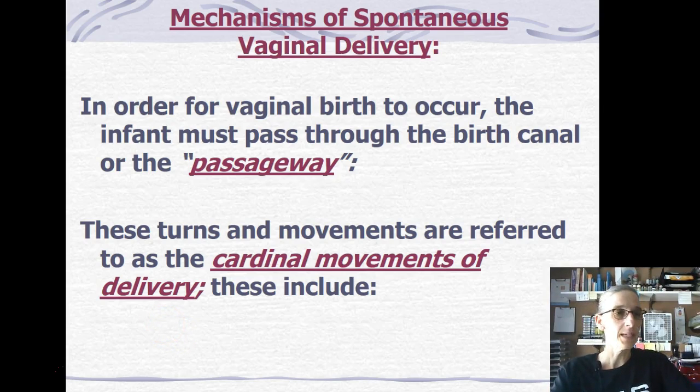All right. Mechanisms of spontaneous vaginal delivery. So in order for a vaginal birth to occur, the infant must pass through the birth canal or the passageway. And these turns and movements are referred to as the cardinal movements of delivery. You're going to have to know these. All right. A, B, C, D, E, F. 6. There's 6 of them.